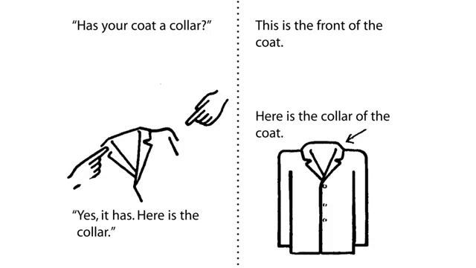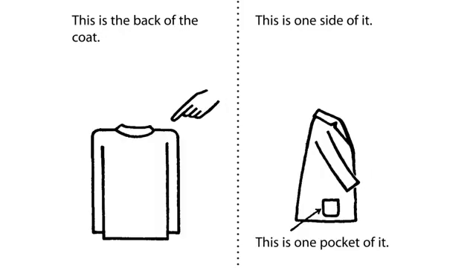This is the front of the coat. Here is the collar of the coat. This is the back of the coat. This is one side of it. This is one pocket of it.